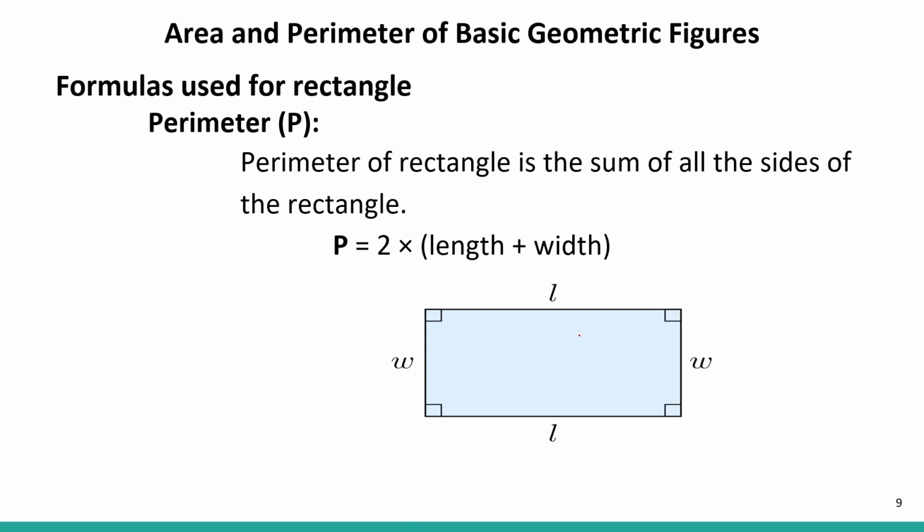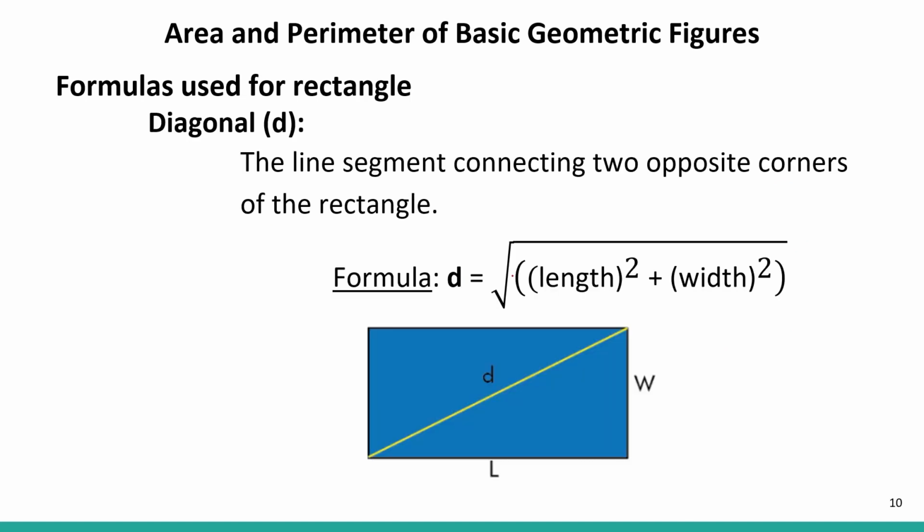So let's see what perimeter is. The perimeter of a rectangle is the sum of all the sides of the rectangle, basically how much it covers in length. So L plus W, then plus L, because we want to calculate this boundary also, then plus W. That is equal to 2L plus 2W, which is 2 into L plus W. So perimeter will be equal to 2 into length plus width.